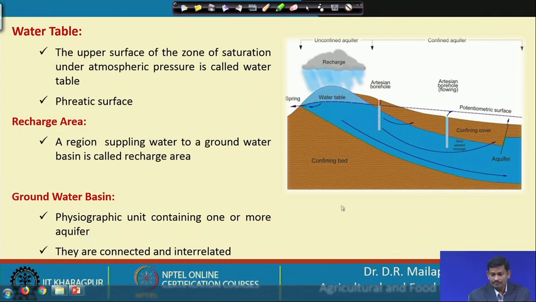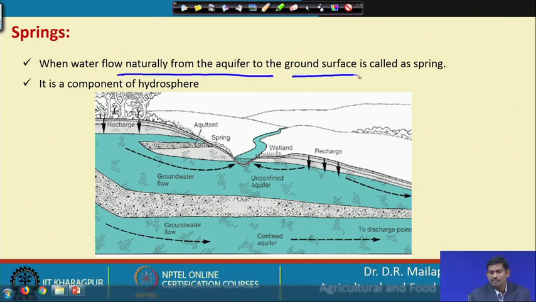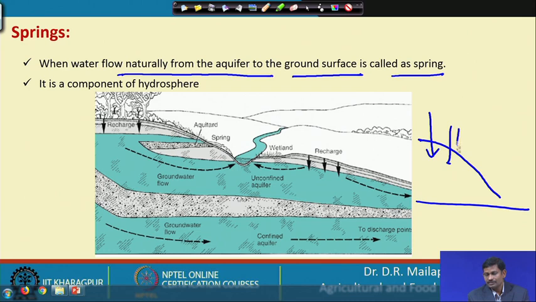Okay. So, the next is springs. When water flows naturally from the aquifer to the ground surface, it is called a spring. Suppose there is a situation like this: water is infiltrating down, but you have an impervious surface here. Definitely the water is going to flow out through this, and this forms the spring.